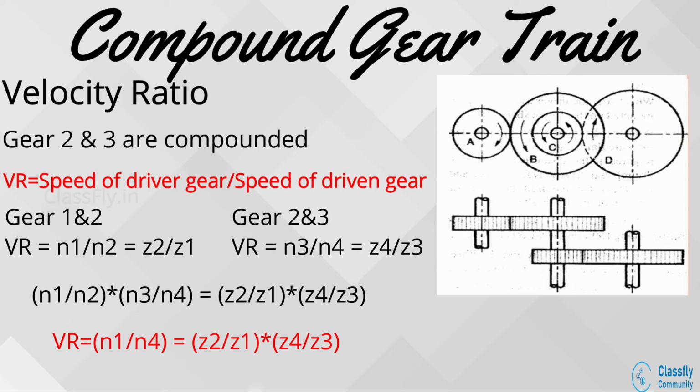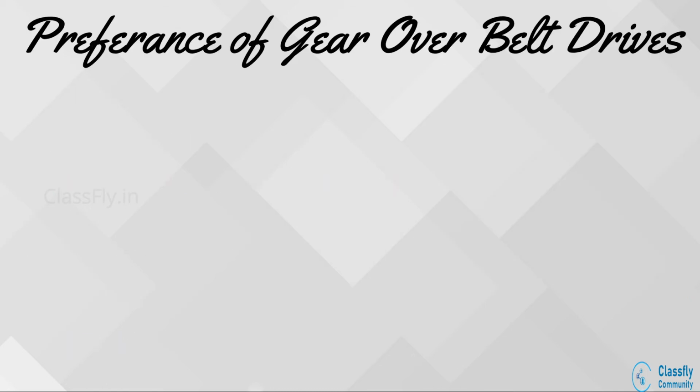Hence, the velocity ratio can be given as the speed of the first driver to the speed of the last follower. Also, it can be given as the product of the teeth on the followers to the product of teeth on the drivers. Now, let us see why gear drives are preferred over belt drives.